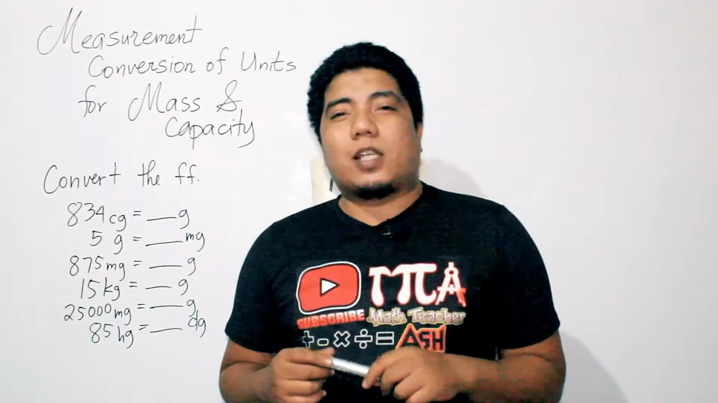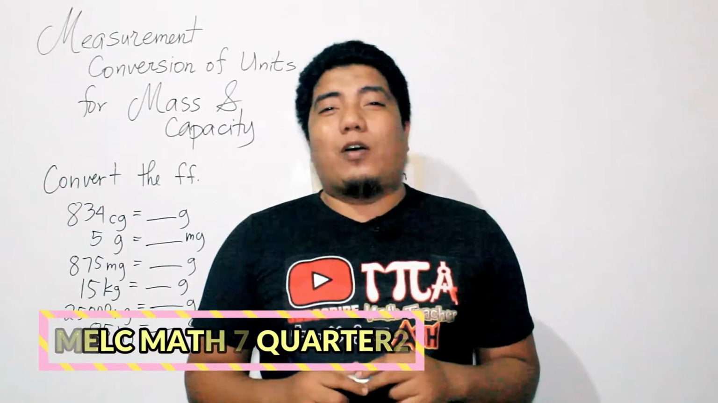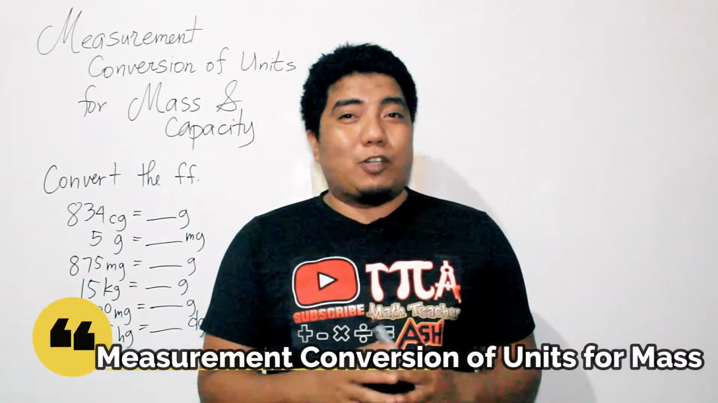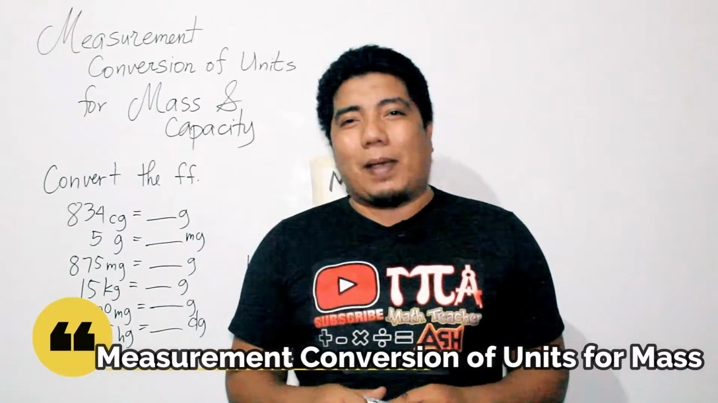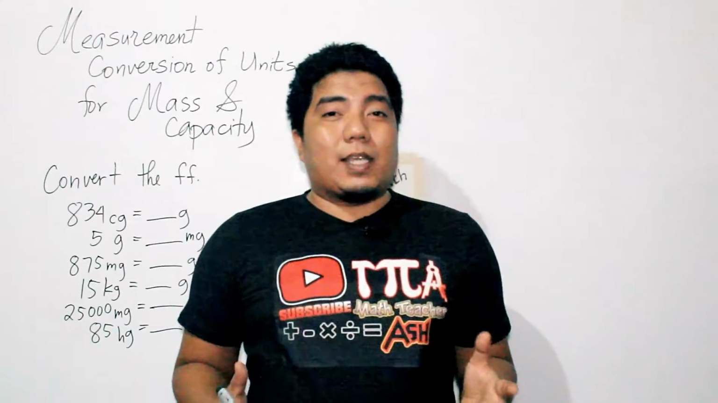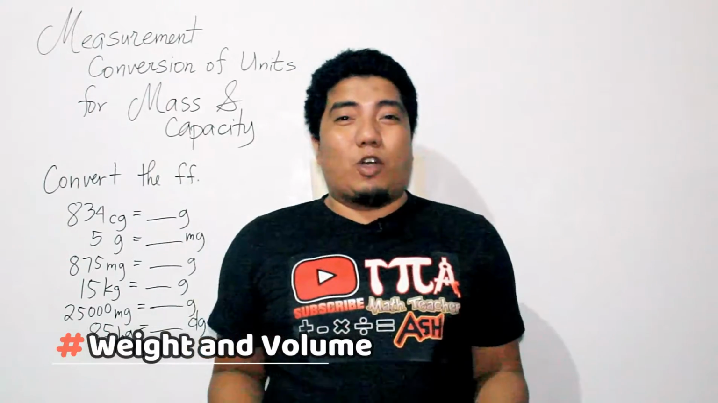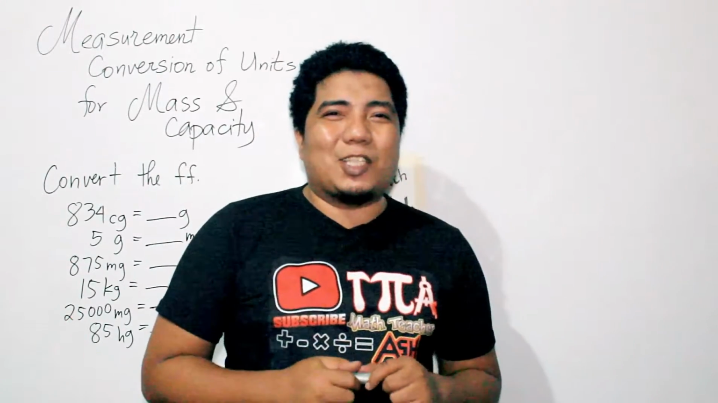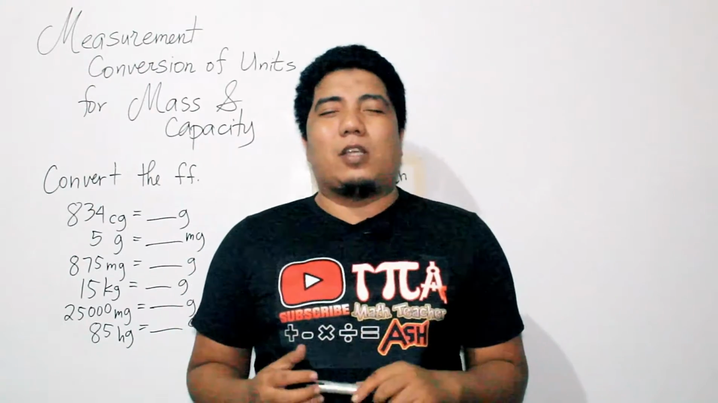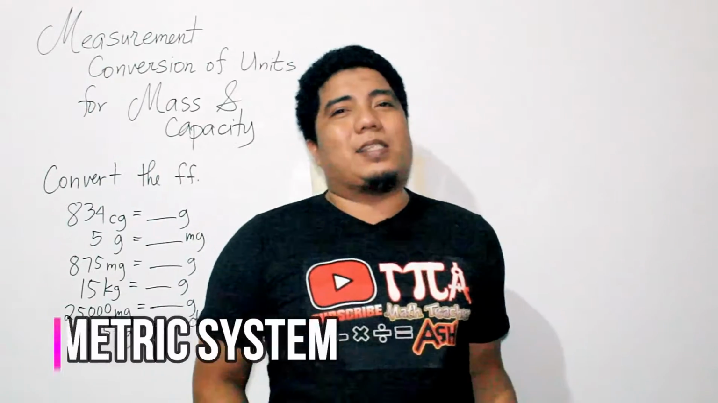Today, we're going to discuss the most essential learning competency-based lesson for quarter 2 of grade 7 mathematics, which is all about measurement conversion of units for mass and capacity. Now, if we are talking about mass and capacity, we are basically talking about weight and the volume of a certain object. From our first discussion about length, we have introduced the two systems for measurement, that is the English system and the metric system.